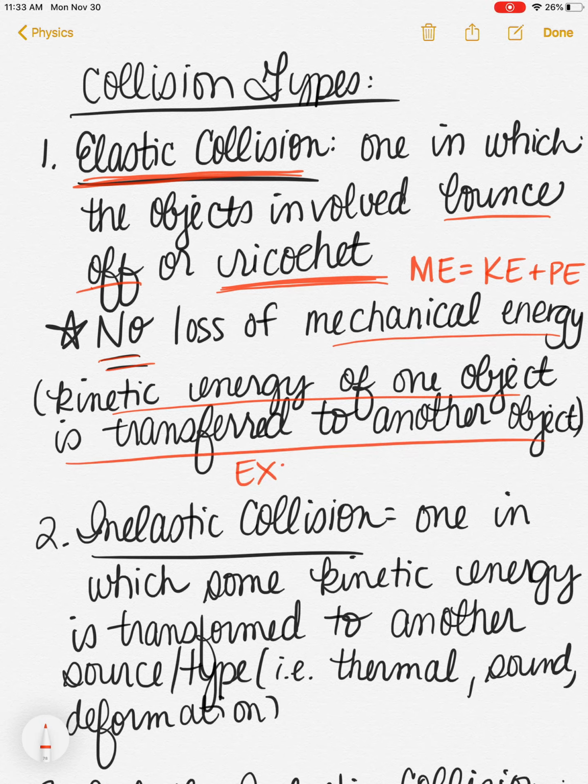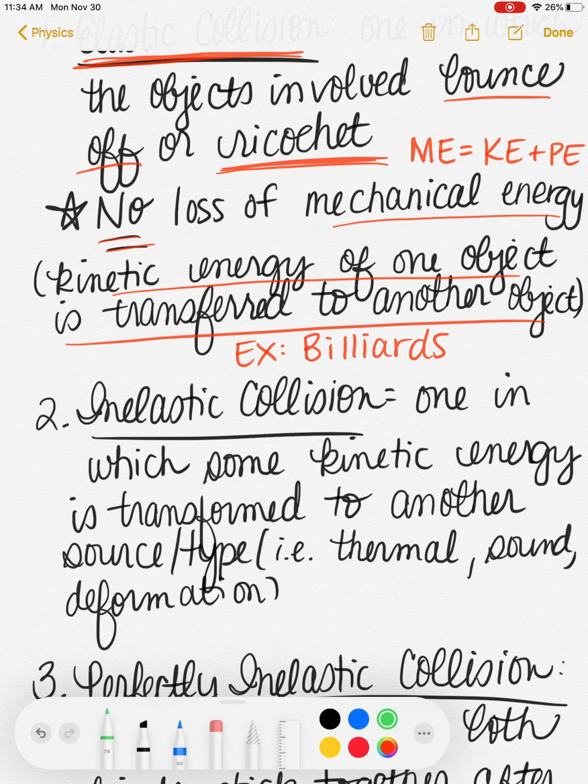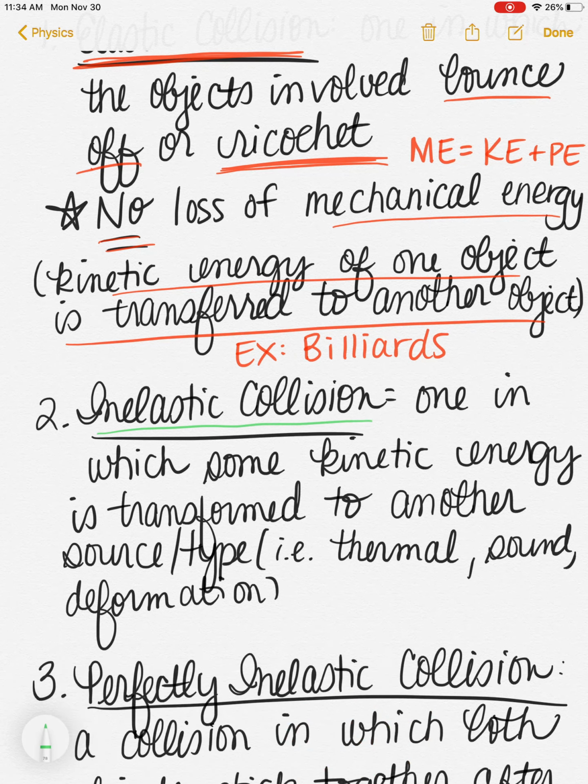A prime example of this would be if you're playing billiards or pool, because the balls will just hit one another and bounce off of each other. That's the object of the game. Inelastic collisions are the second type. Inelastic is a collision in which some kinetic energy is transformed to some other type or source.